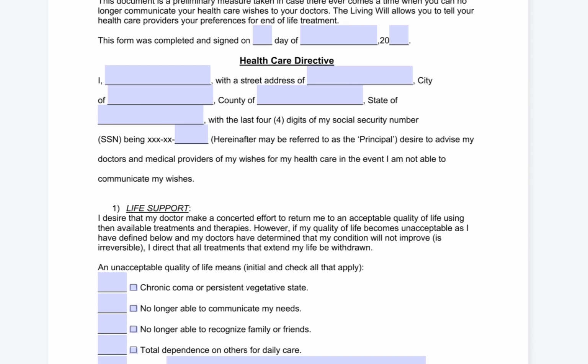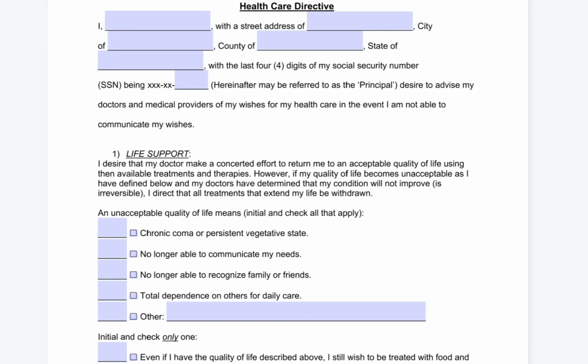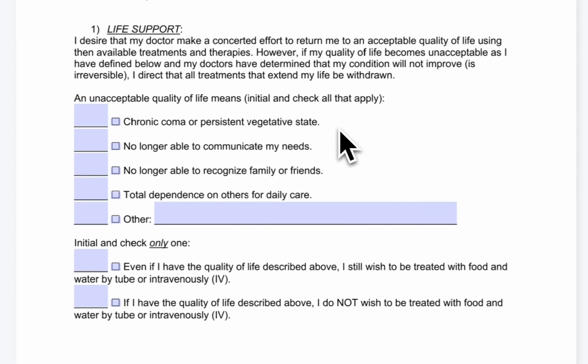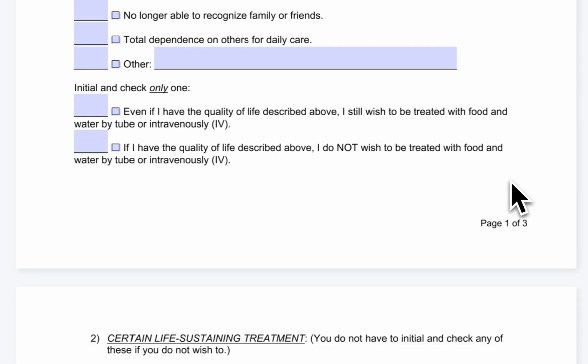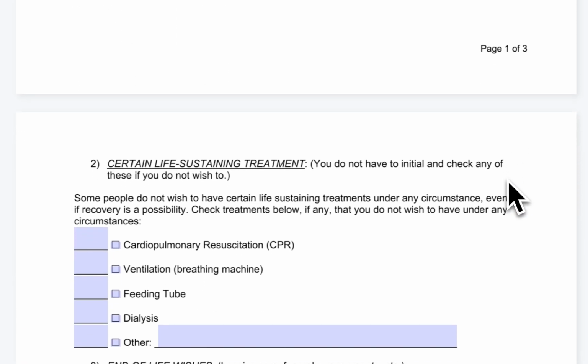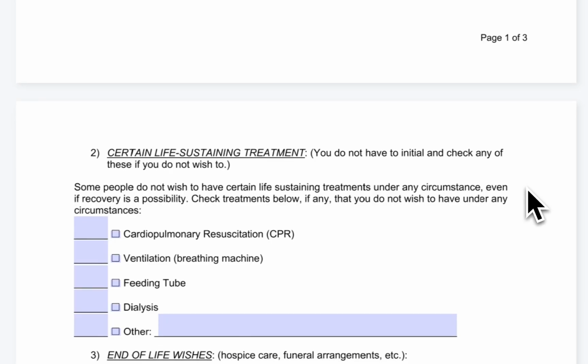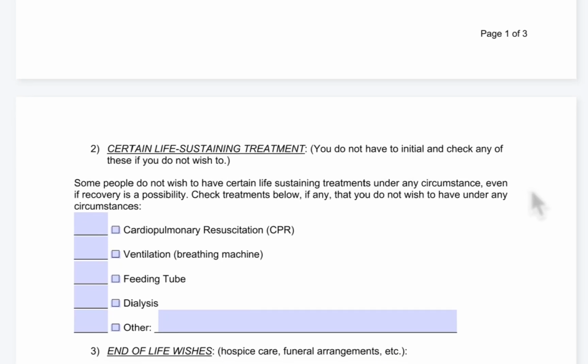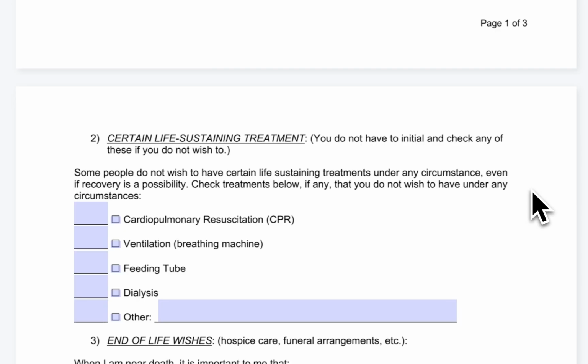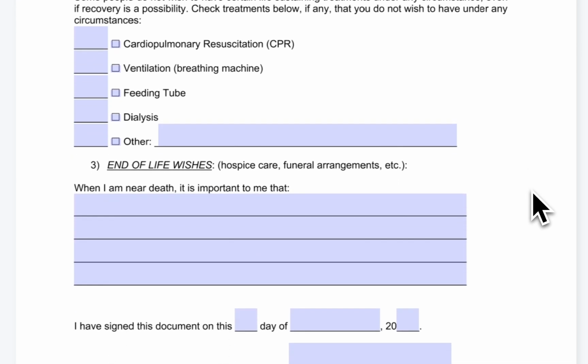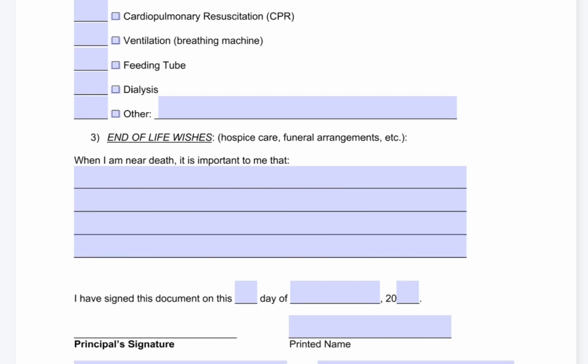So here we would want them to check which one of these that they want in the event that they cannot make a medical decision on their own. So we want to make sure that whatever needs to be checked in this section is checked. Now, as we go a little bit further down, we have some more options that the principal can make about what type of decisions they want made about their health, and also end of life wishes.